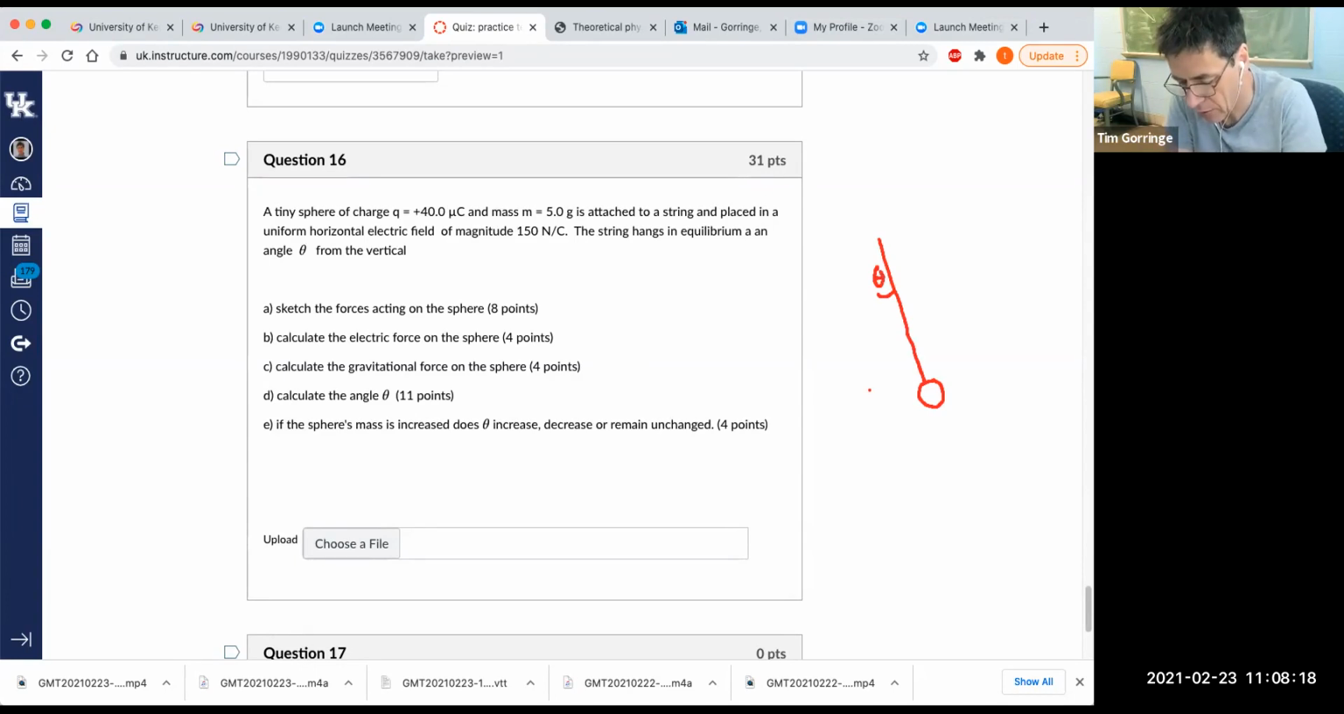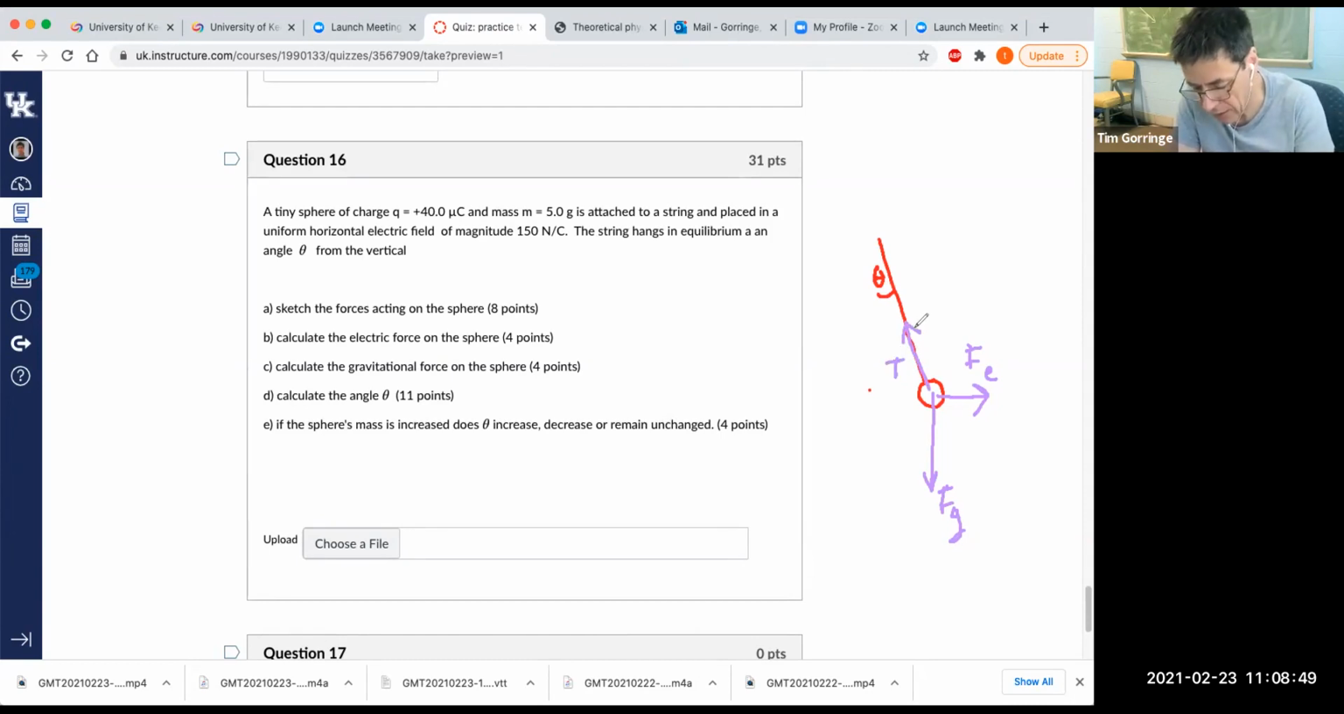Now, what are the forces acting on this tiny charged sphere? Obviously, gravitational force. We'll just call it Fg. Obviously, electrical force horizontally. We'll call that Fe. And finally, so that the forces are balanced, so that there's equilibrium, there's the tension force.